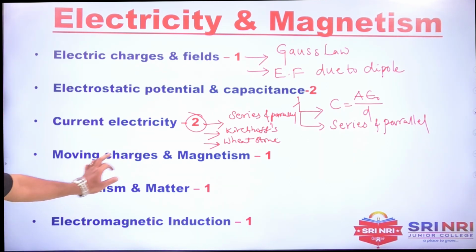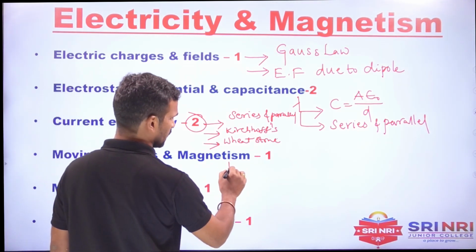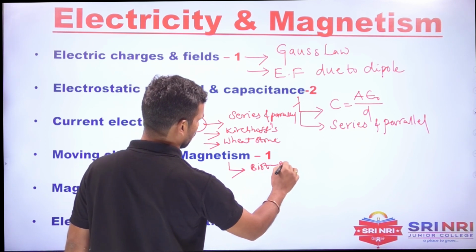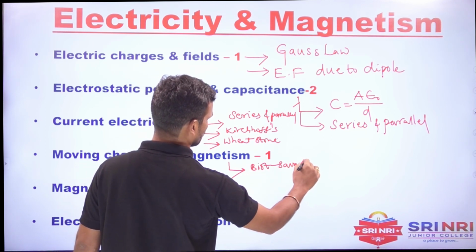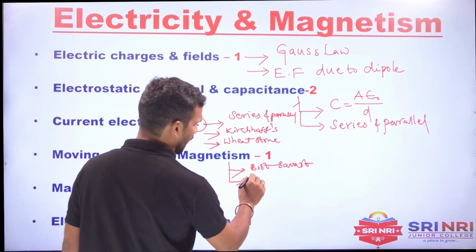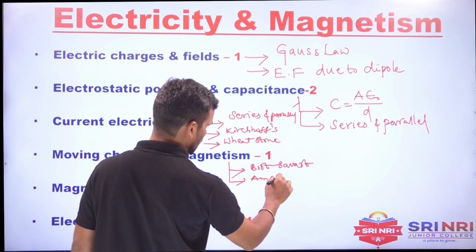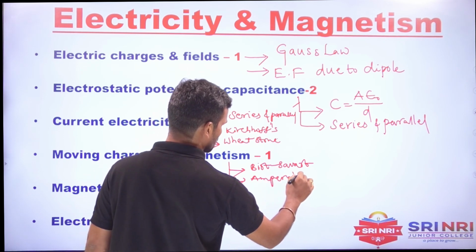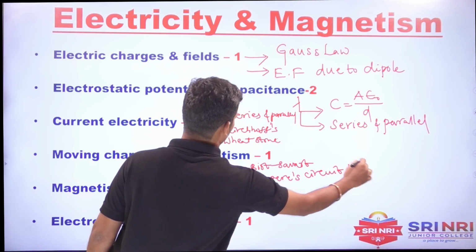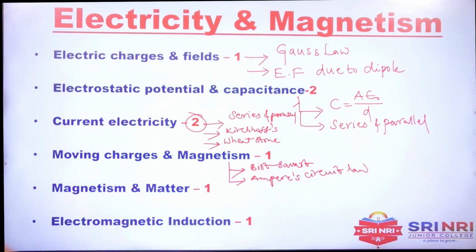Next, moving charges and magnetism. Here, Biot-Savart law is one topic, the calculation of a magnetic field. Next one, Ampere's circuital law. Based on these two topics, you may get one question from moving charges and magnetism.